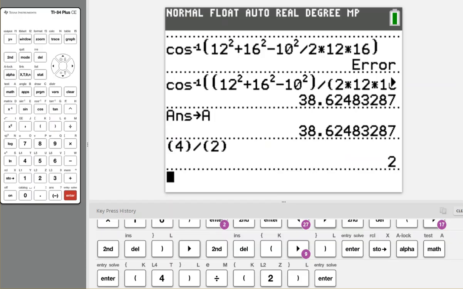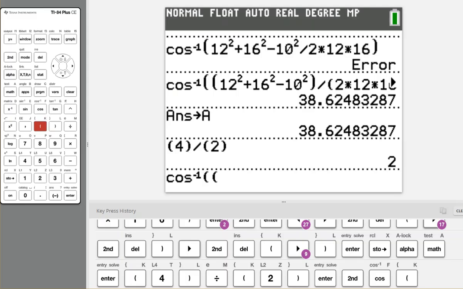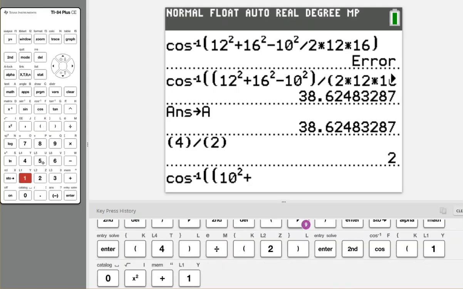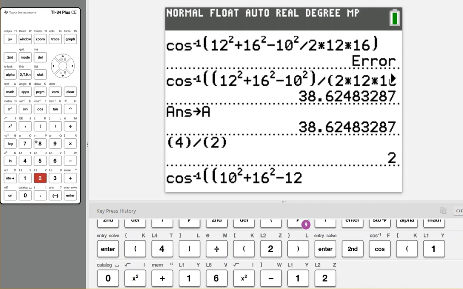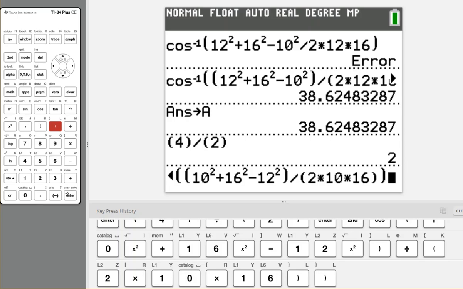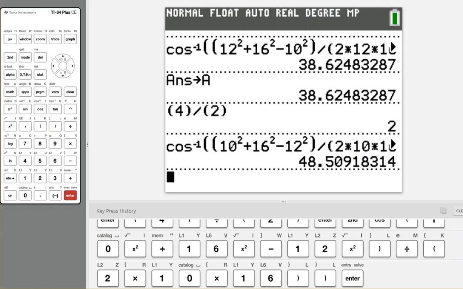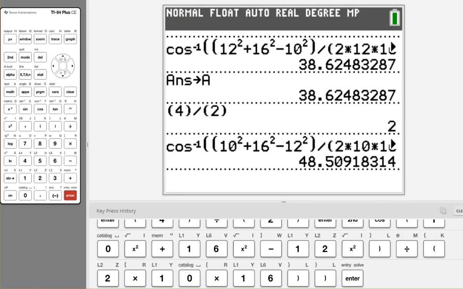Okay, so inverse cosine, parentheses around the numerator, 10 squared plus 16 squared minus 12 squared over 2 times 10 times 16. Probably want to double check you're plugging it in correctly. I have to kind of bounce back and forth between my screens, so that's a little hard for me. But this is what I believe angle B to be.